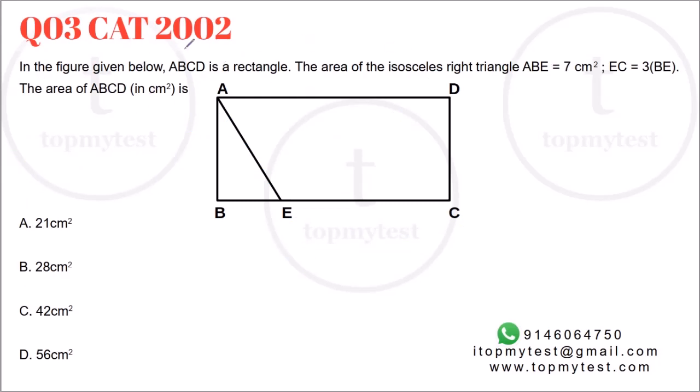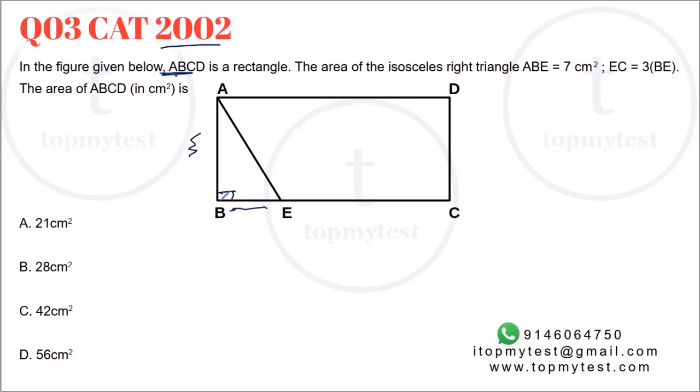Third question is from CAT 2002. Again, you can use either rectangles, triangles, multiple ways to solve this. Let's try to do it in a pretty straightforward manner. In the figure given below, ABCD is a rectangle. The area of the isosceles right angle triangle ABE. So this is an isosceles right angle triangle, which means BE should be equal to AB. Right? This area is 7.